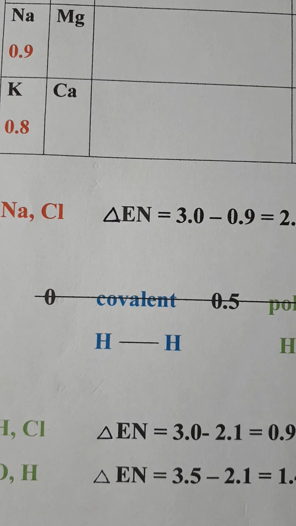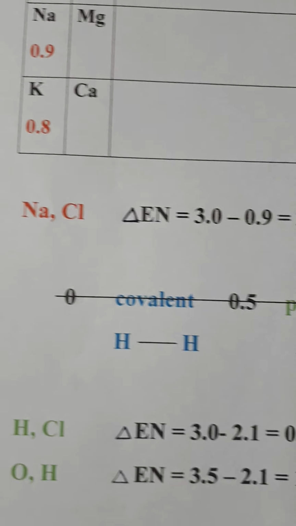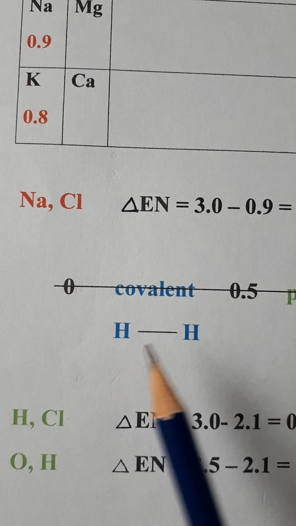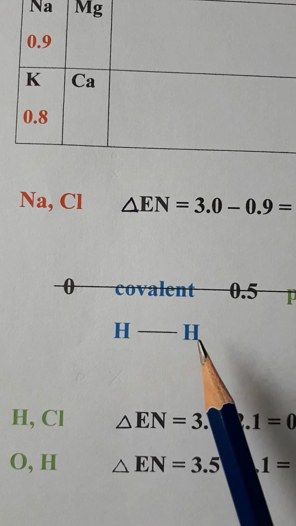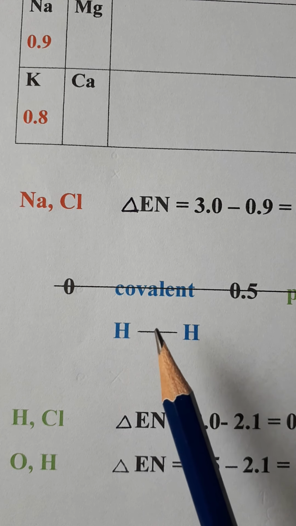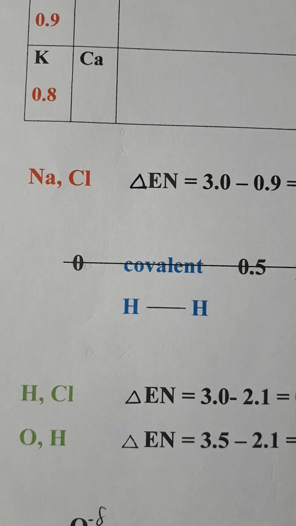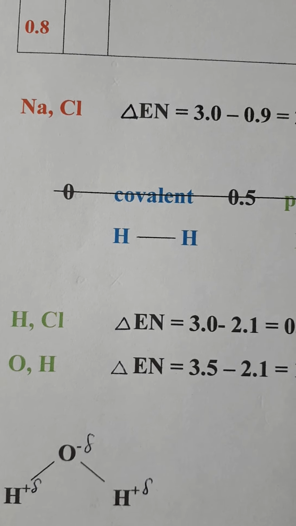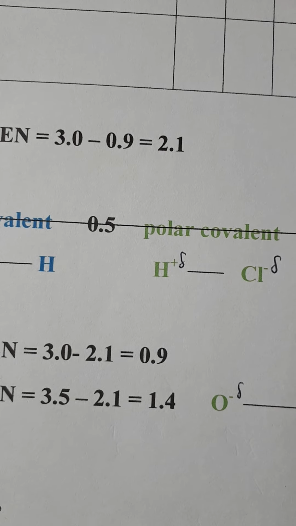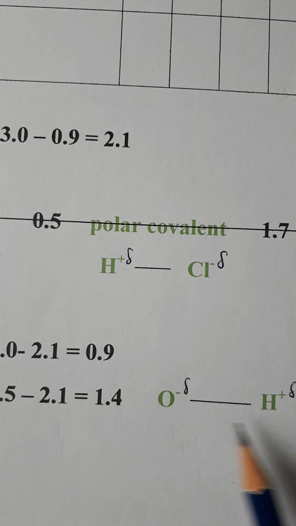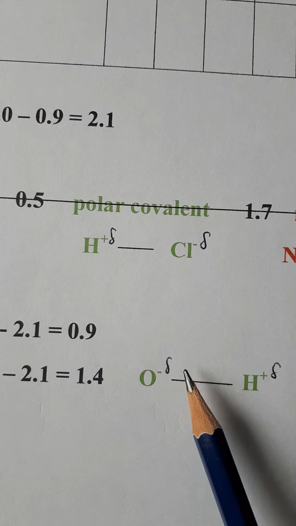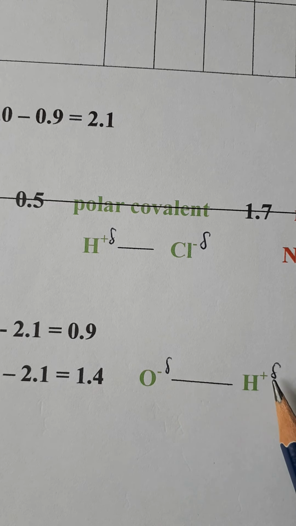If the electronegativity difference is between 0 and 0.5, we say that it's a purely covalent bond. So the electron pair is sitting in the middle. If we work it out for the OH bond, it is going to be 1.4. Again, it's a polar covalent bond. Oxygen is more electronegative, so it has a small negative charge, and hydrogen a small positive charge.